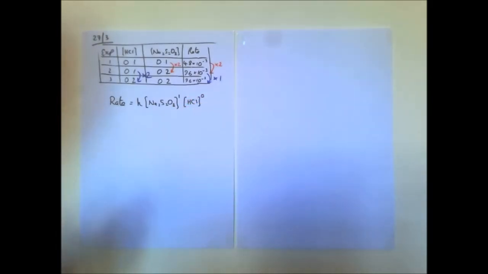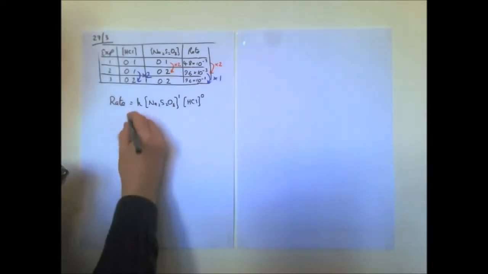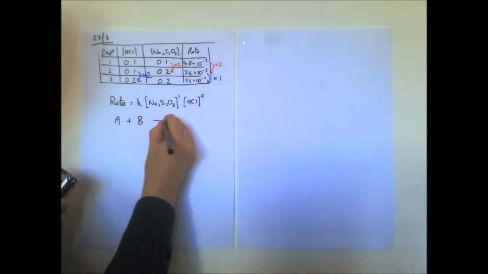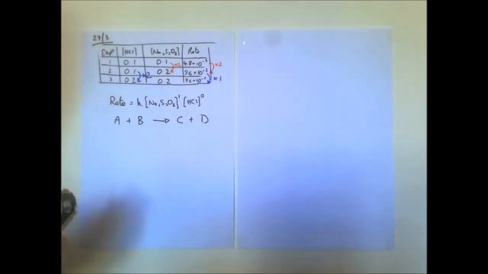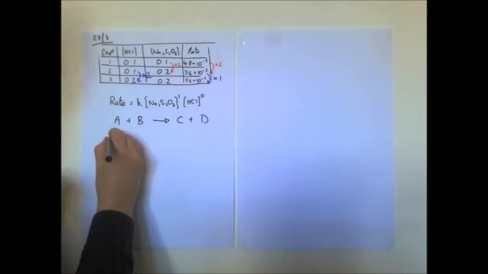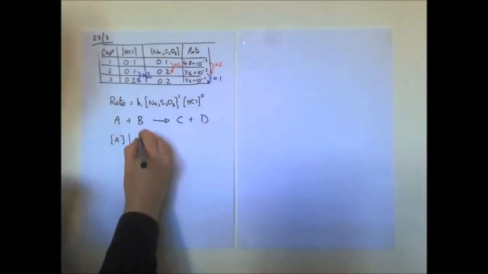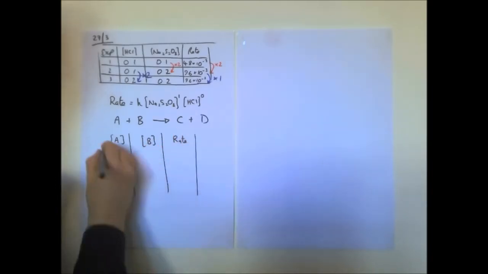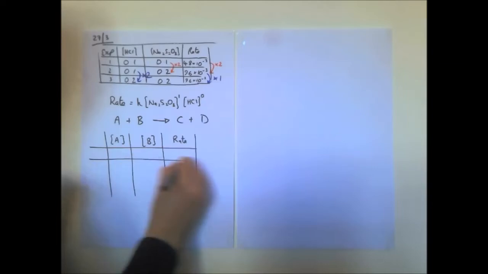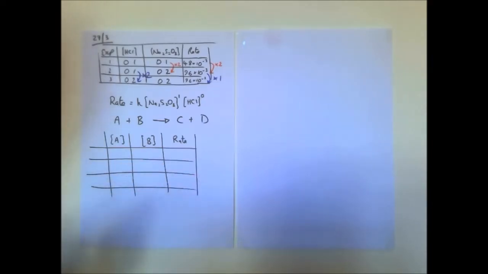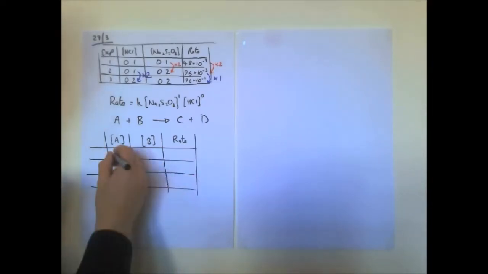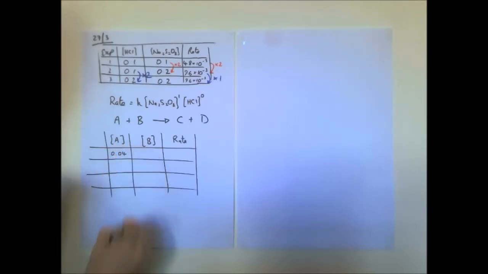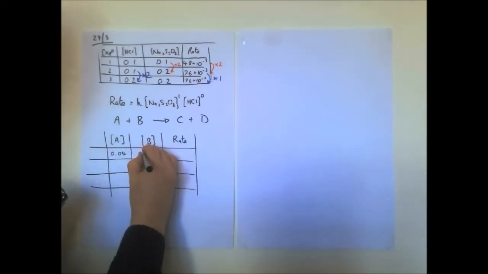Let's do another example. Let's get away from thiosulfate. Let's imagine I've got some reaction where A and B go to make C and D, and we're going to do the same thing again. We're going to change the concentration of A, change the concentration of B, and look at how that affects rate. So let's start off with, again, this is just from the book. Concentration of A is 0.04, concentration of B is 0.05, the rate is 1.6 times 10 to the minus 3.